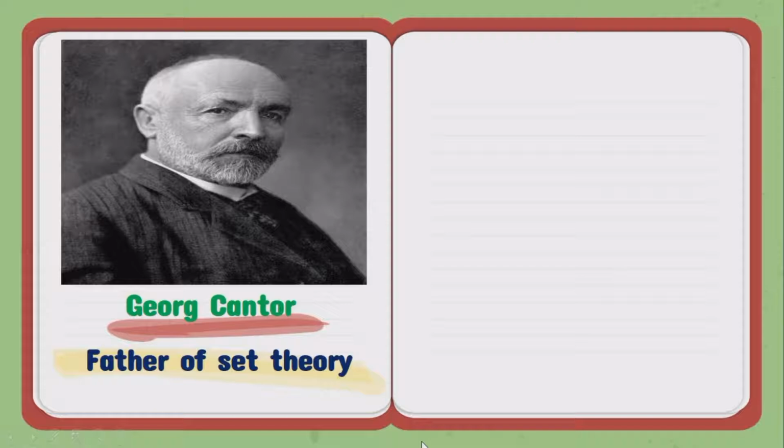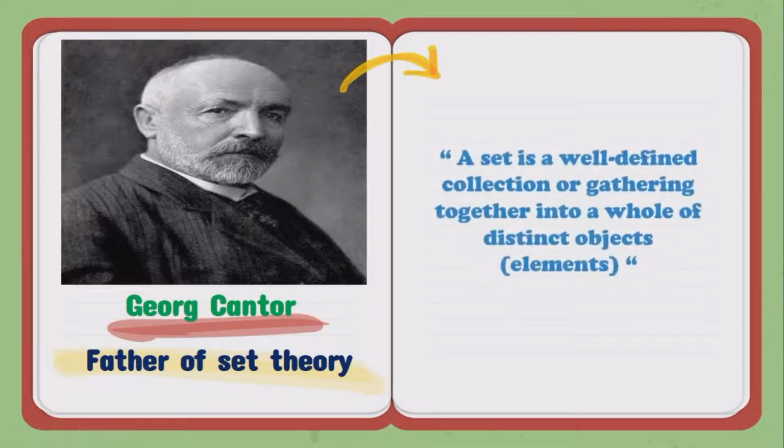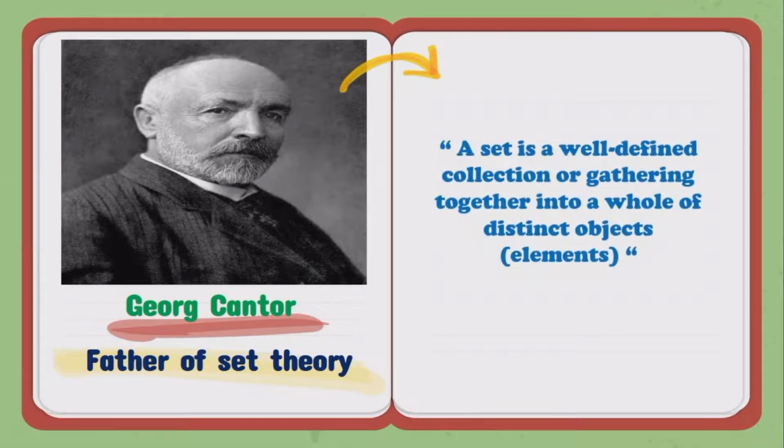So, according to George Cantor, the father of set theory, a set is a well-defined collection or gathering together into a whole of distinct objects, called elements. A set is well defined if there is no ambiguity as to whether or not an object belongs to it. A set is defined so that we can always tell what is and what is not a member of the set.